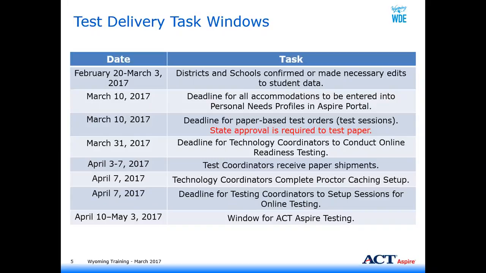March 10th was the deadline for a couple of different things. First of all was the deadline for accommodations to be entered into the student profile, the personal needs profile section of the student profile within the ACT Aspire portal. March 10th was also the deadline for submitting your paper-based test orders. Essentially you placed those orders by creating test sessions and getting any students that needed a paper-based test into those test sessions. And do remember, state approval is required to test paper.